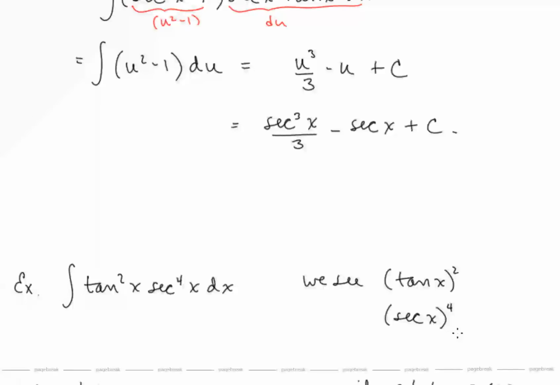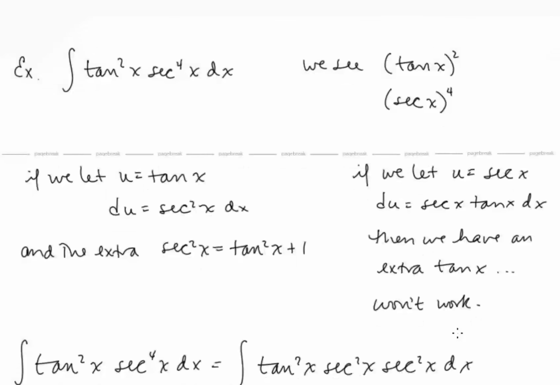Let's take a look at another. Here we have tan square x secant to the fourth x dx. Again, we see two different compositions. We see tan x to the second power, and we see secant x to the fourth power. So let's consider the options.